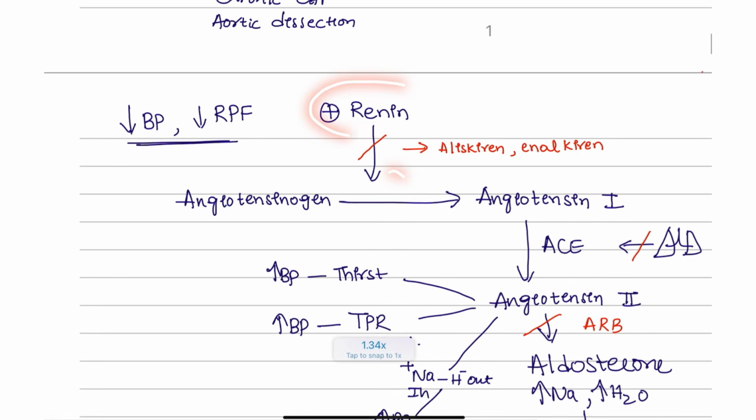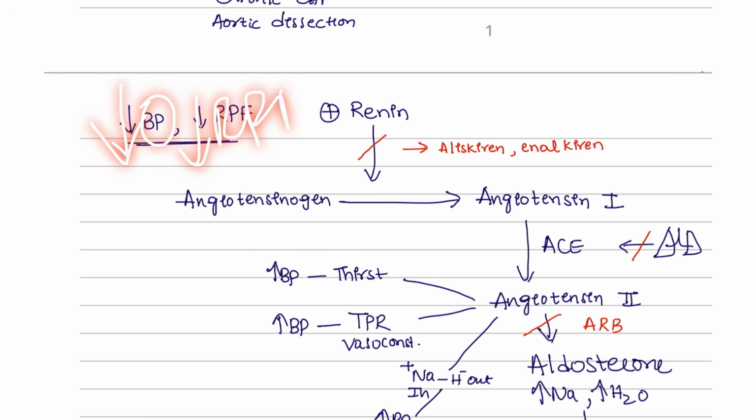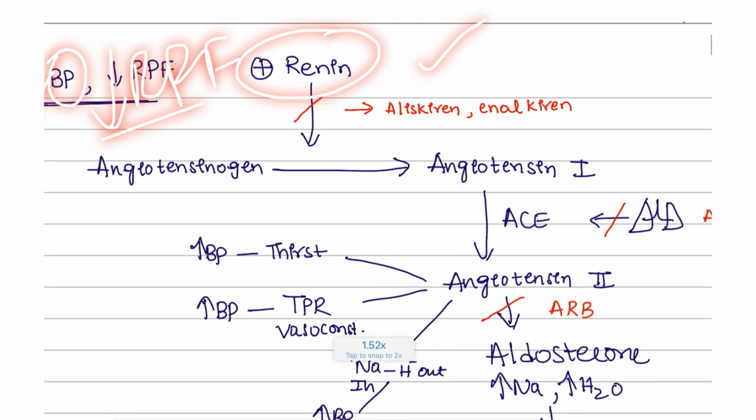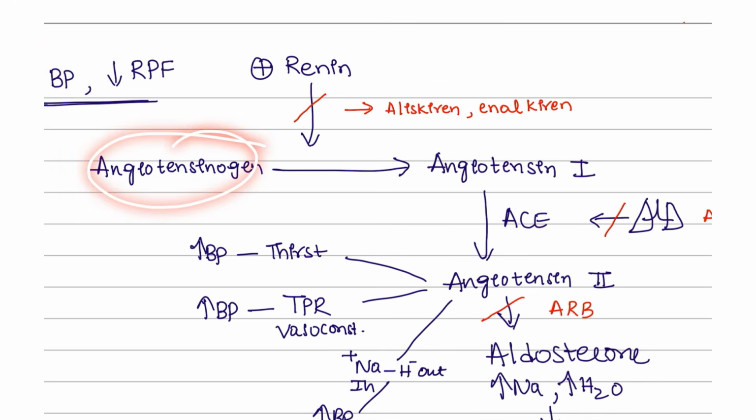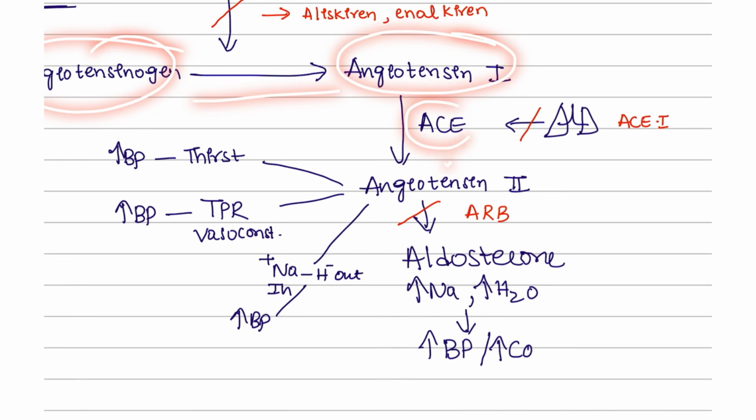Next, coming to the renin drugs. Basically, renin is activated when there is a decreased BP, when there is decreased renal perfusion. What happens? Renin will be activated. What is it going to do? It is going to convert angiotensinogen to angiotensin 1, and angiotensin 1, with the help of the ACE from the lungs, is going to convert it into angiotensin 2.